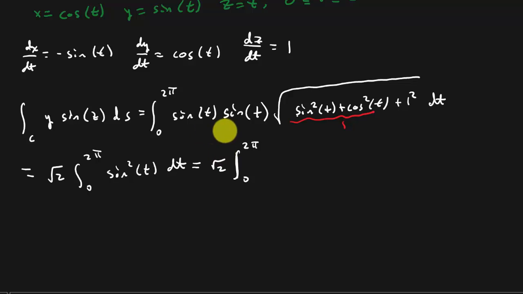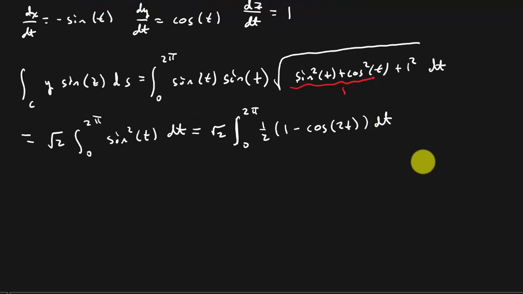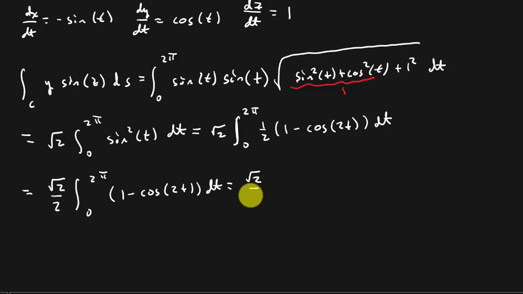Now we've got to integrate sine squared t. That's 1/2 times (1 minus cosine 2t) dt. I'm going to write an extra step. Obviously, when you use this half angle identity formula, you can just write the 2 under the square root of 2 out here. I'm going to spend an extra step just pulling that out: square root of 2 over 2 times the integral from 0 to 2 pi of (1 minus cosine 2t) dt, which is square root of 2 over 2 times (t minus 1/2 sine 2t), from 0 to 2 pi.